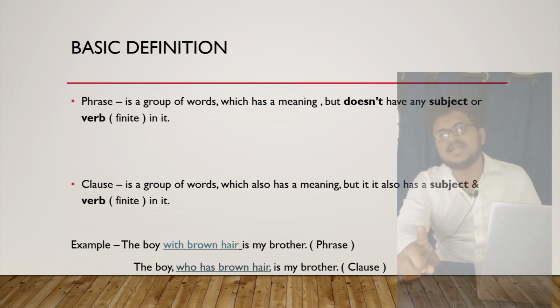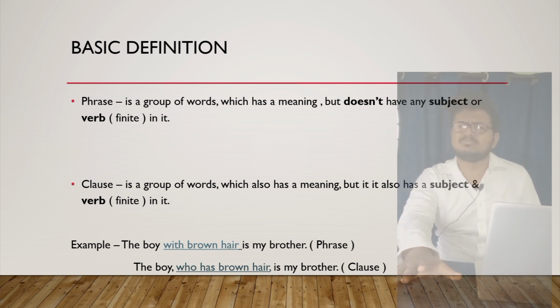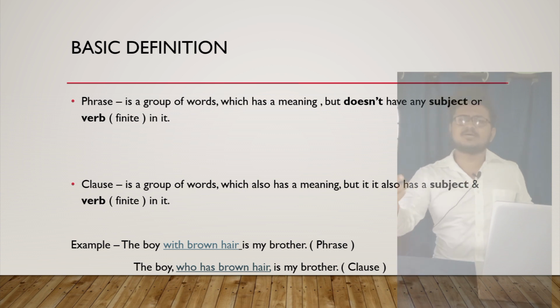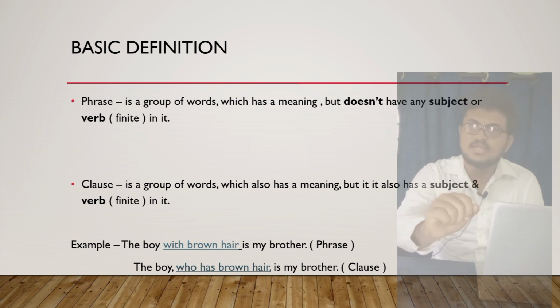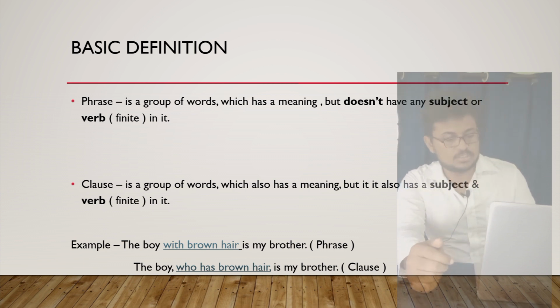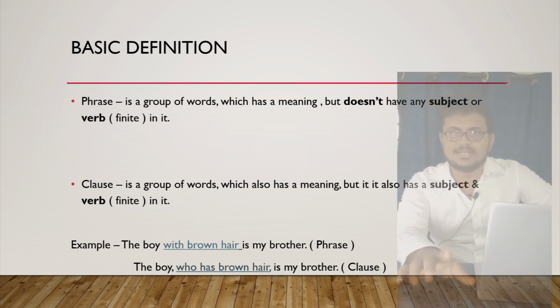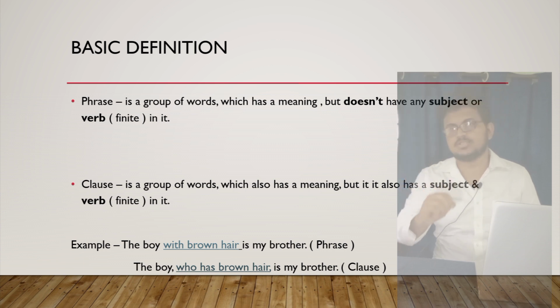That's why you can find a subject in a clause, but not in a phrase. You can find a verb in a clause, but not in a phrase. Sometimes we use participle phrases and there are a lot of variations. There you can find some verbs, but that is not a finite verb. You know what a finite verb is, na? Whose meaning is complete, the work is complete. So you can find a verb which is not finite in nature in a phrase, but you will definitely find a verb in a clause that is a finite verb in nature, right? And a subject as well.